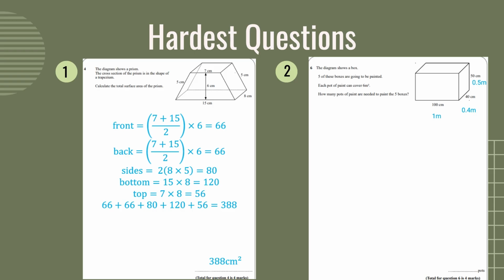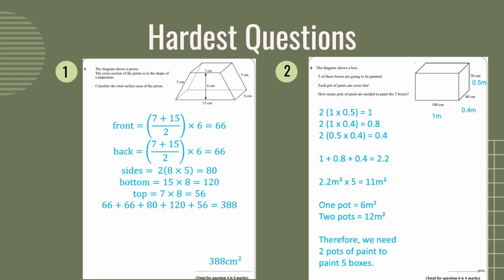Now, we can work out the surface area. So, we do 2 times 1 times 0.5, which gives us 1. 2 times the bracket of 1 times 0.4 gives us 0.8. And 2 times the bracket of 0.5 times 0.4 gives us 0.4. We then add them all up. 1 plus 0.8 plus 0.4 equals 2.2. This is the total surface area of one box.